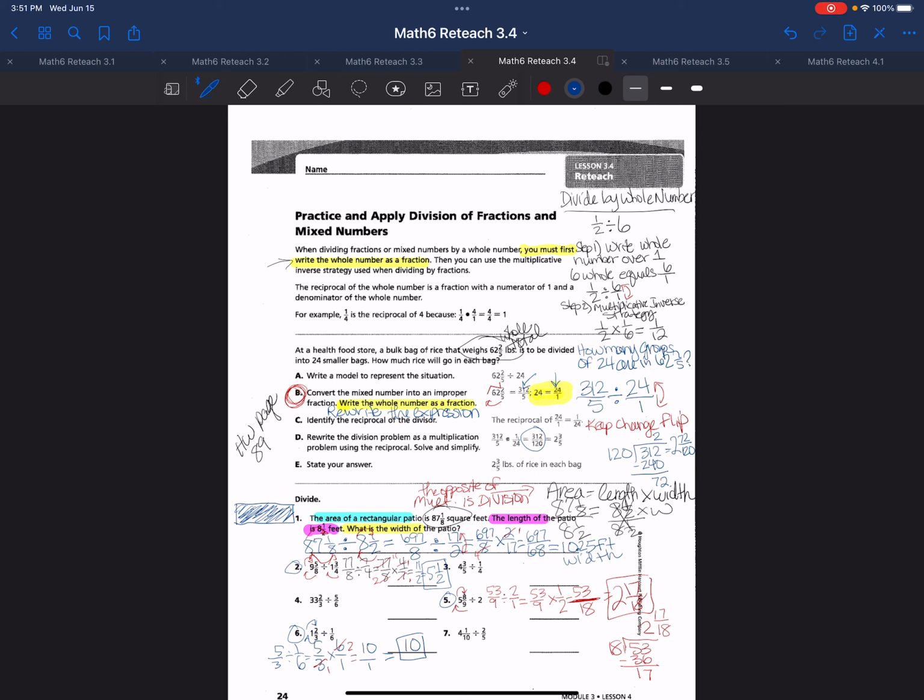And then these other ones you can do on your own. So that's 18 and 2/5. And this is 10 and 1/4. And this one is 40 and 2/5. That's our lesson for Module 3, Lesson 4, Grade 6.